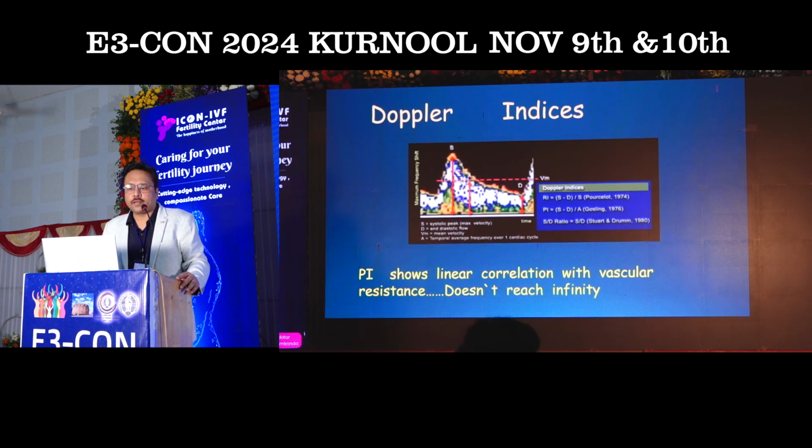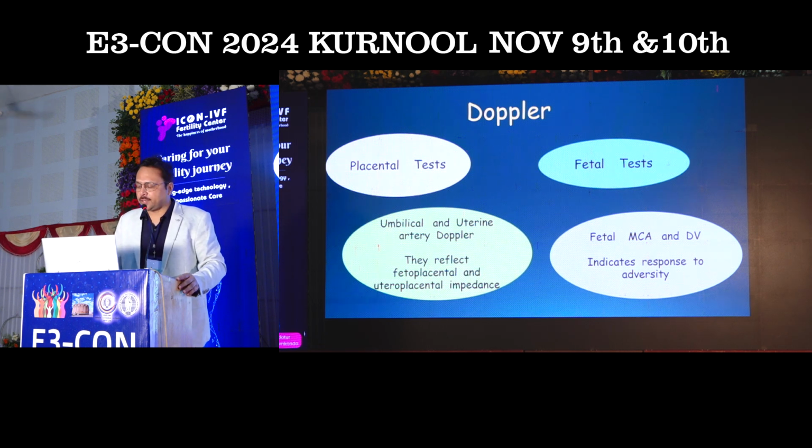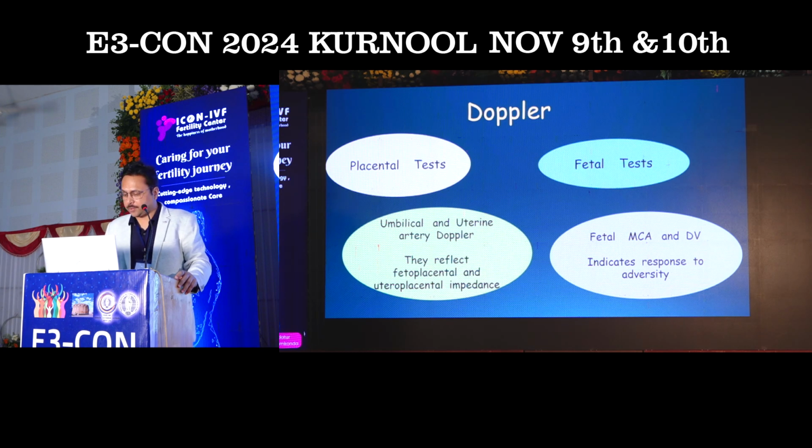A quick review of Doppler indices. Out of these RI, PI and SD ratio, we use only pulsatility index because it shows linear correlation with vascular resistance, and it doesn't reach infinity when diastolic flow is 0. So umbilical and uterine artery Doppler, these are placental tests because they reflect fetoplacental and uteroplacental impedance, and fetal MCA, middle cerebral artery, and ductus venosus, these are fetal tests. They indicate response to adversity.